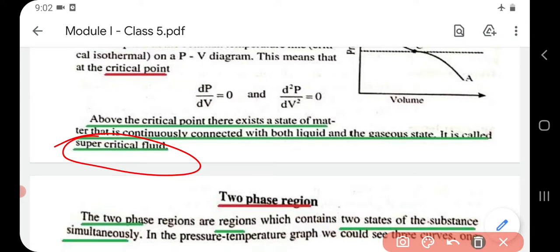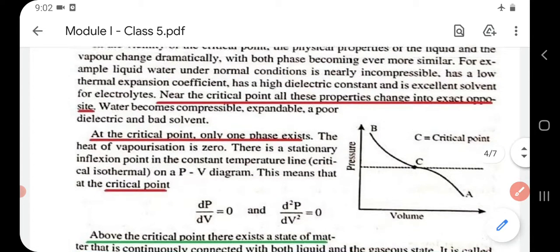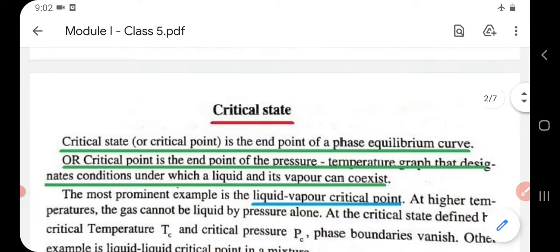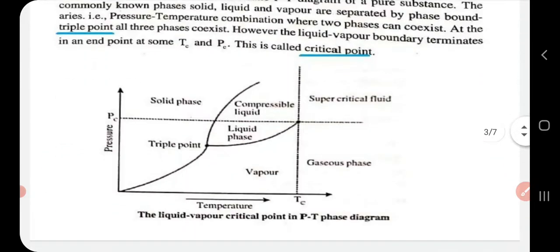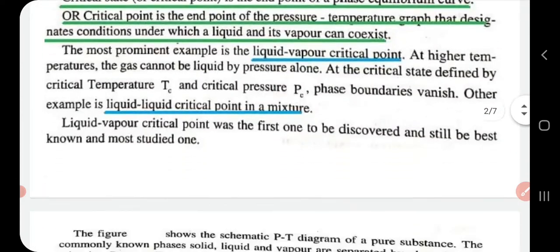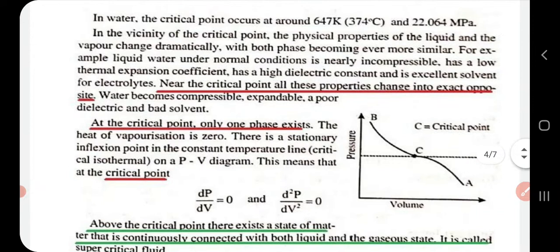So, these are the 3 slides dealing with the critical state or critical point. So, these 3 slides are important. Okay. Hope you understand the points that you have to note. What is the definition, example, then this diagram, plus the behavior.